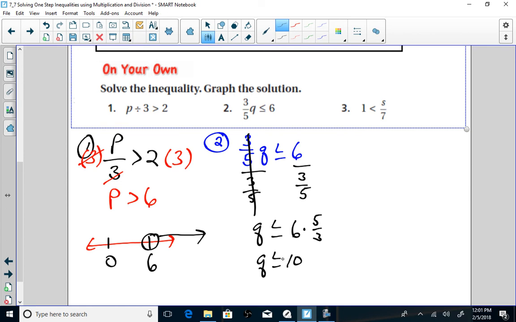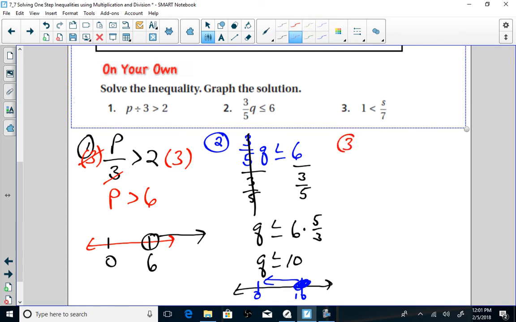And we have to graph that solution. So I have my number line. I locate 0 on the number line. Here's 10. 10 is to the right of 0 on the number line. It's circled and filled in, so it's a closed circle. Solutions are going to be going to the left. All right, and then let's try problem 3.